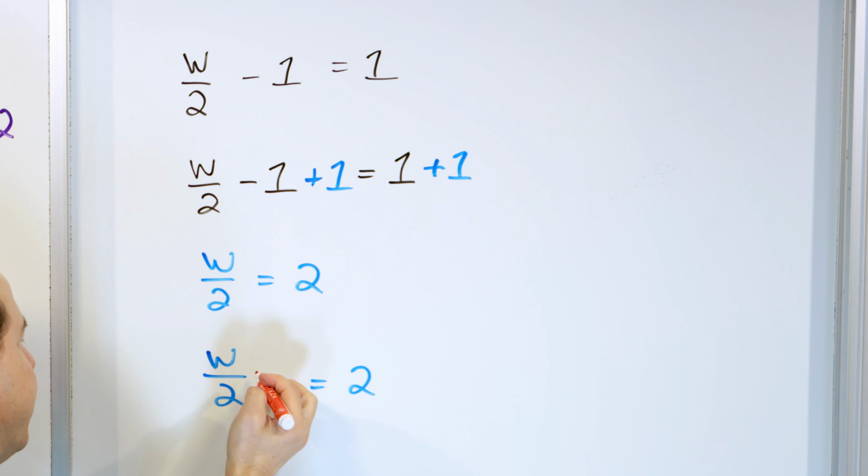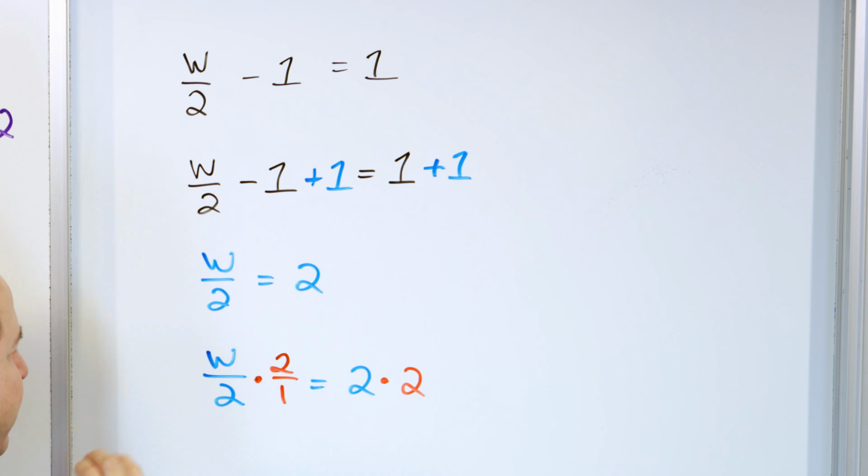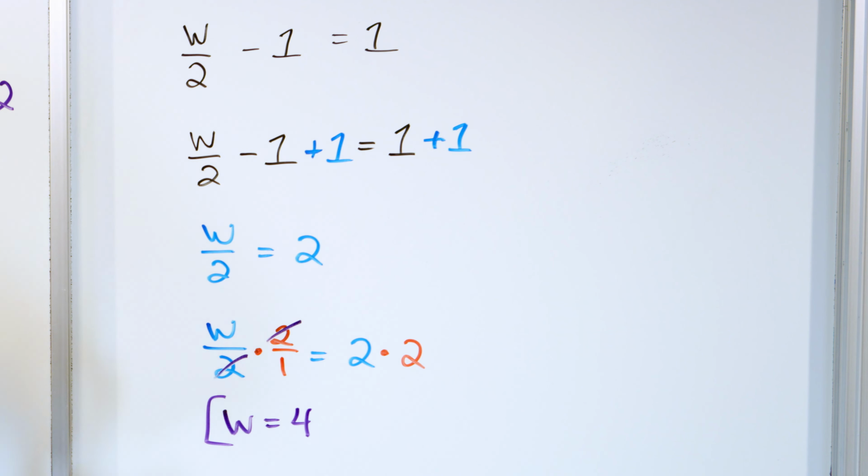And I'm dividing by 2. I'll undo it by multiplying by 2 on both sides. And I can think of this as 2 over 1. And I'm cross-canceling fractions. The 2's will then cancel. I will have a single w left, and 2 times 2 is 4, and that is the final answer.